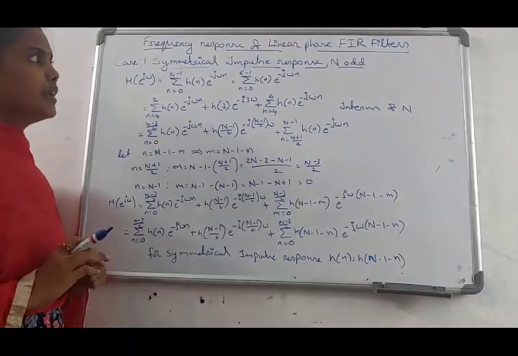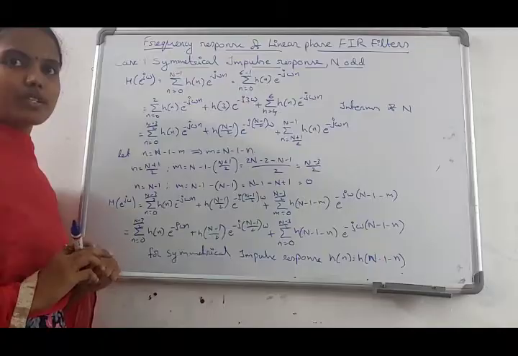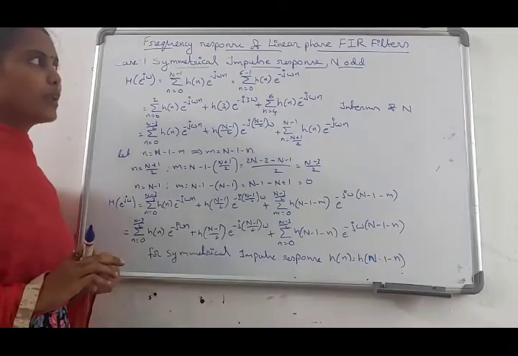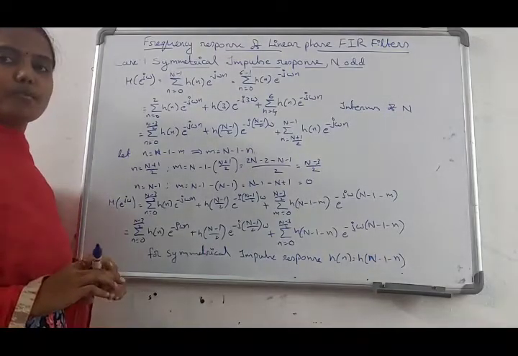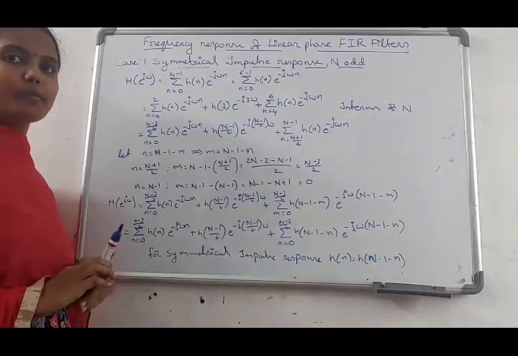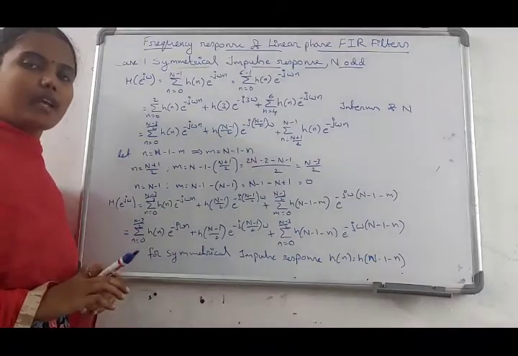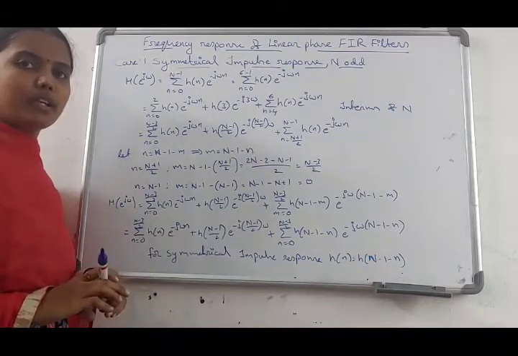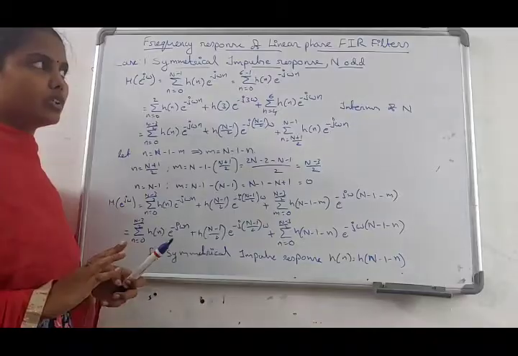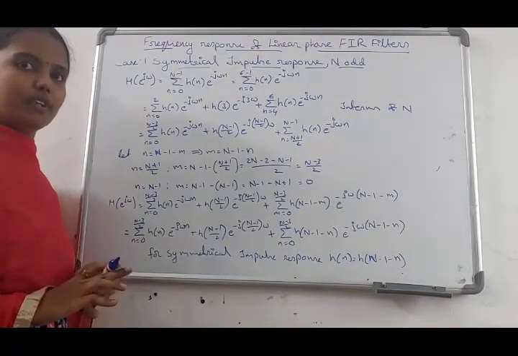Case 1 is a symmetrical impulse response when N is odd. That is the first case. The second case is a symmetrical impulse response when N is even. The third case is an anti-symmetrical impulse response when N is odd. The fourth one is an anti-symmetrical impulse response when N is even. So those are the four different cases we have to consider for linear phase FIR filters.